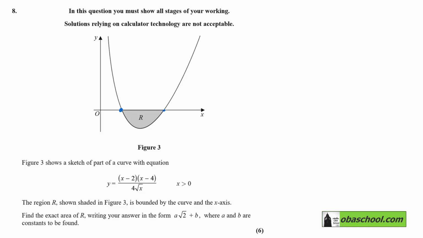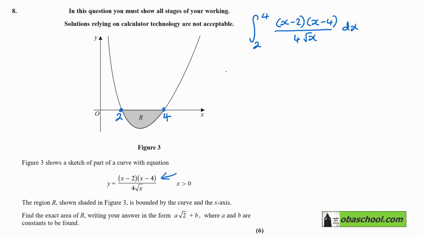Now, we really need to know these values here, but that's when the top is going to be 0. And we can see the values that make the top 0 are 2 and 4. So those are the limits. So we have the integral from 2 to 4 of (x minus 2)(x minus 4) over 4 root x dx. Now, that's going to give us the value that's the negative of the area. So we could put a minus in front of this and just go down with it, but we'll just use it at the end, I think.